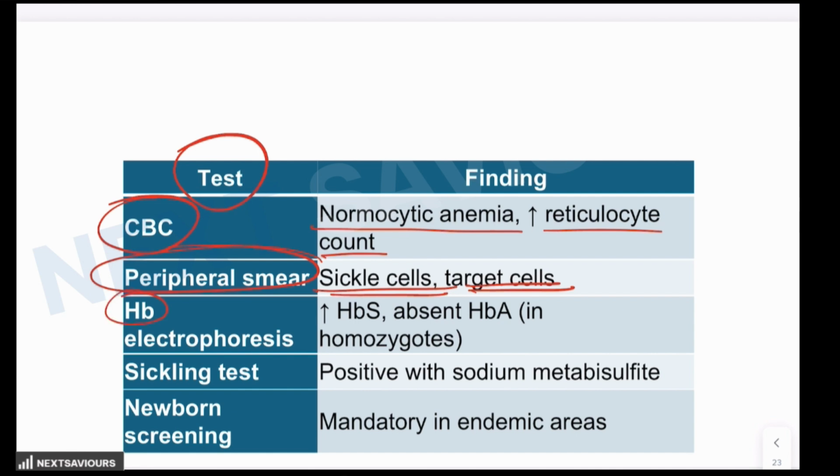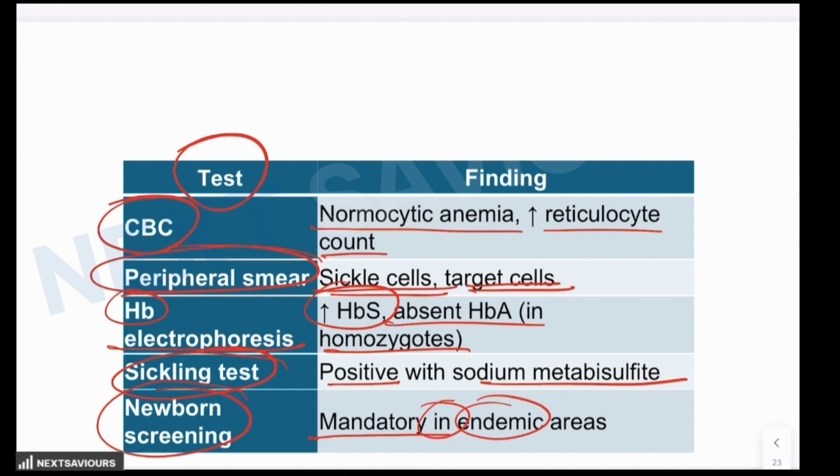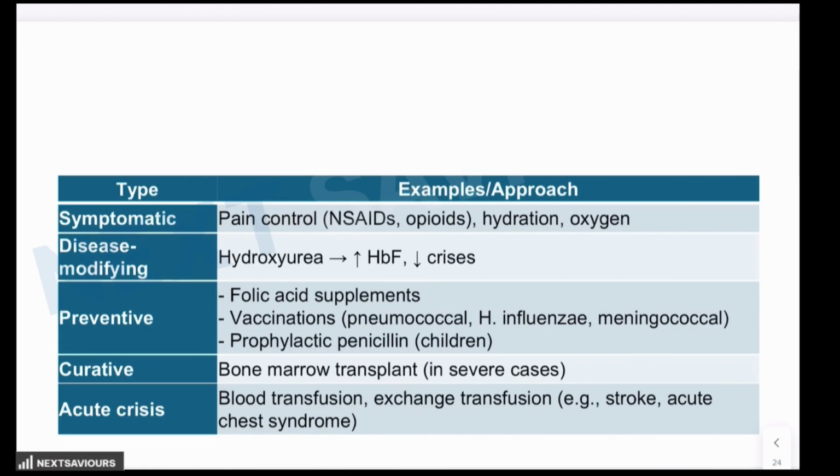On Hb electrophoresis, there will be increased concentration of HbS and absent HbA in homozygotes. The sickling test is positive with sodium metabisulfite, and newborn screening is mandatory, in endemic areas in particular. So these are the laboratory findings which are usually asked in your examinations.